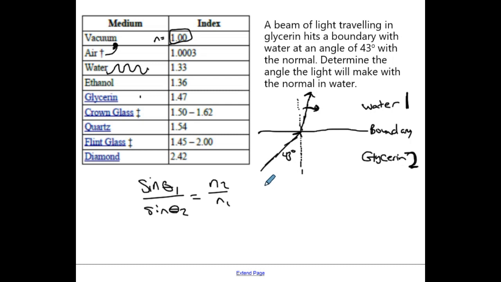I'm going to do sine of theta 1. And I don't actually know what theta 1 is because that's actually what we're being asked to solve for. I'm going to divide by sine of theta 2. And so theta 2 would be the glycerin angle, so that's 43 degrees. Then I need n2, which is glycerin's n value, which is right here, 1.47, a very thick medium. And then I'm going to divide that by n1, which is water's index of refraction, which is 1.33, which is still thick, but not as much as glycerin.